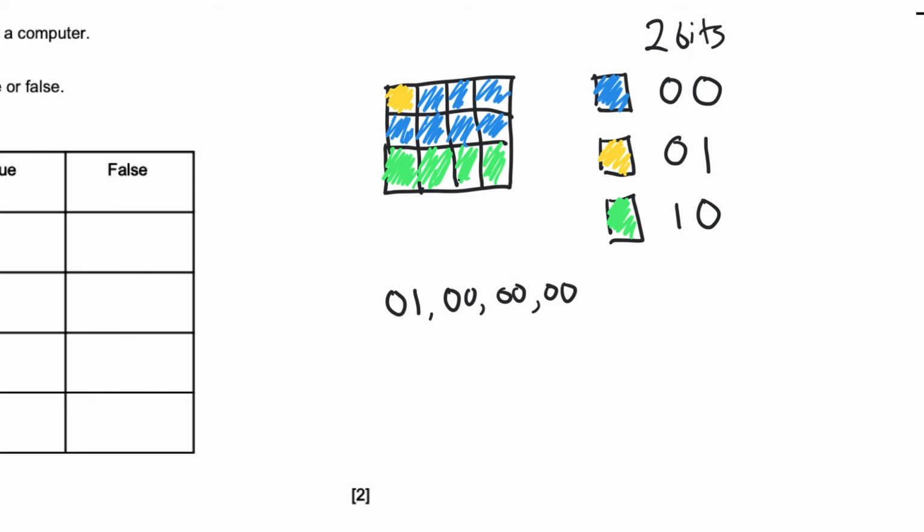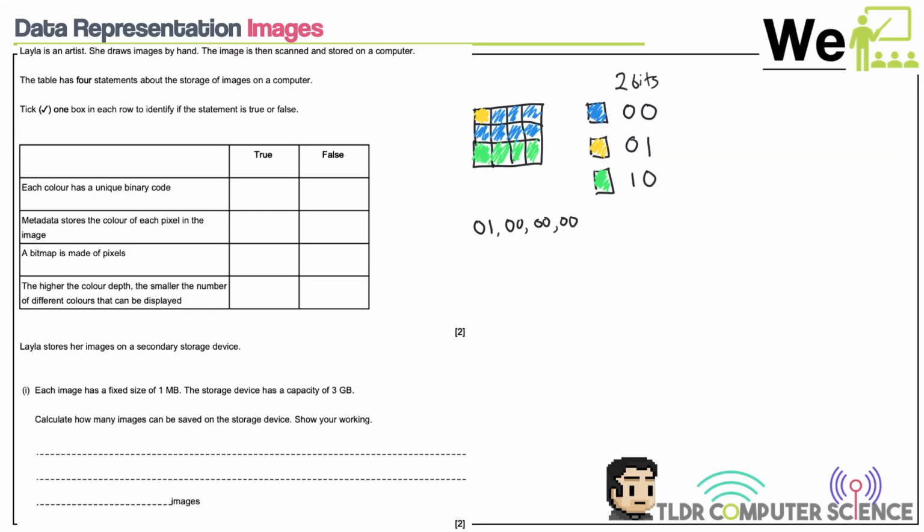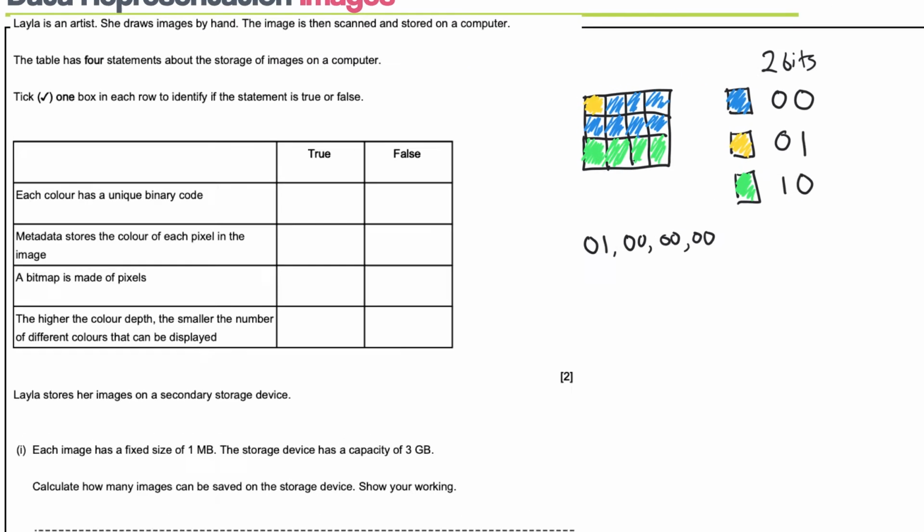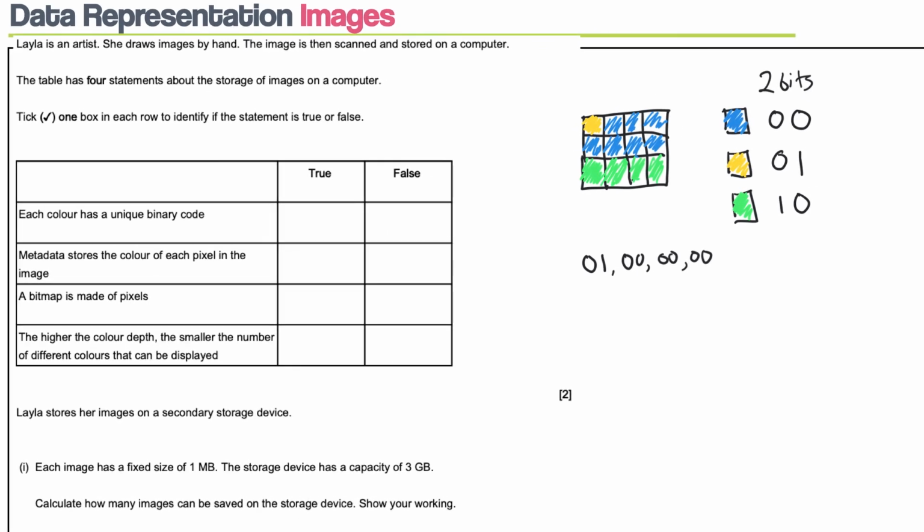So the 2 ways we can influence the quality of an image is increasing its resolution, so by using more pixels, and by increasing the color depth, we're using more colors. Downside is that the files will become larger. Let's use this knowledge then to go through these questions.